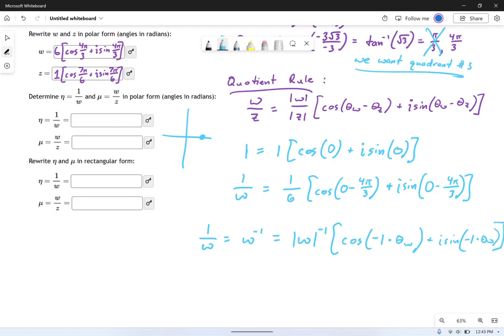Now, if that had been n, we often see n instead of -1, then it would have been n times theta and n times theta for each of these arguments. But because it was -1 in this case, I have -1 right here, -1 right there. Okay, so now if you carry through what is going to happen here, you'll see that it turns out to be exactly the same as what we've calculated above. w to the -1 is simply 1 over 6. Cosine of -1 times theta is what? Well, it's negative times 4 pi over 3, which gives you exactly the same as what you have above. And likewise for the i sine portion of it. Now, I prefer this method because I think it's a little bit quicker, but you can do either one. They're both great.